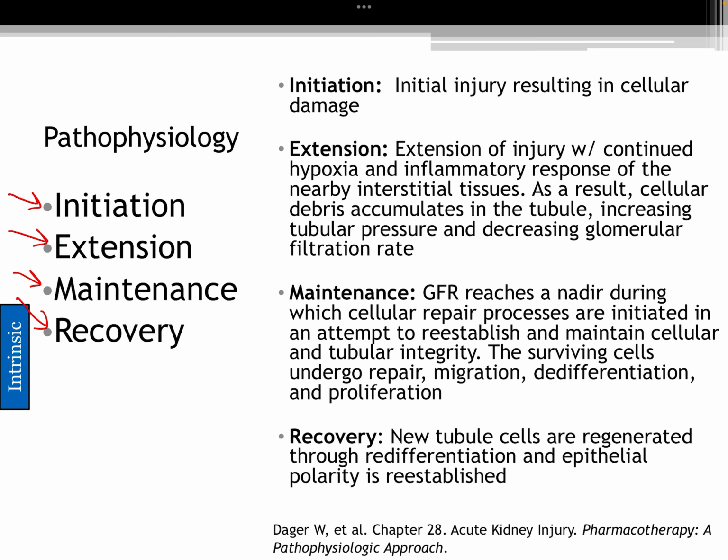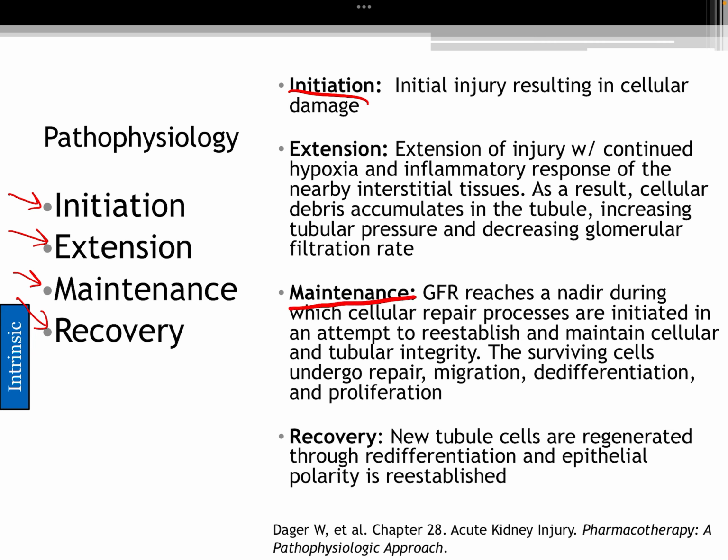So in the initiation phase, you really have your initial insult. In the extension phase, the injury will extend into the tissues around it, into the interstitial space, due to hypoxia and an inflammatory response. Also, at the same time, because of the damage, cellular debris will accumulate and actually clog up the tubules and cause a decrease in your GFR as well.